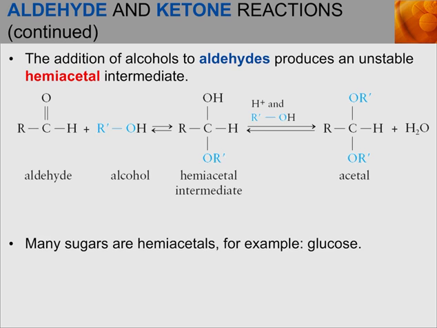So, there is a reaction that can occur between aldehydes and alcohols. If we have an aldehyde, and then we react it with an alcohol, like this one here, and again, remember that our R group can be any alkyl group, what we end up with is something called a hemiacetal intermediate.